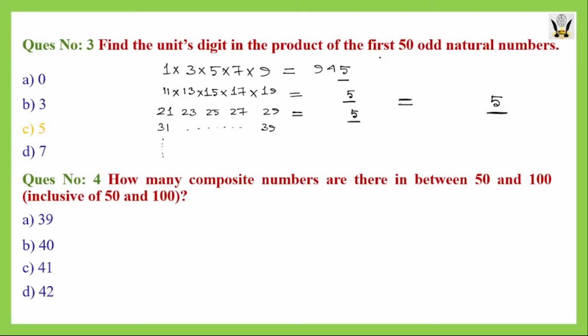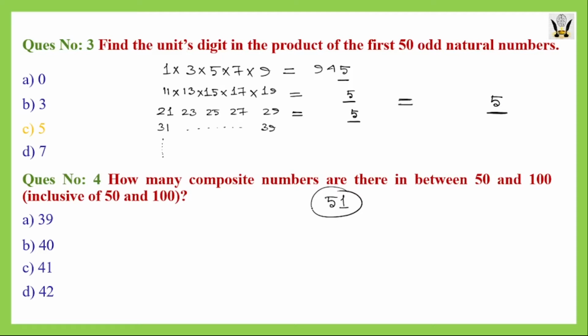Now the next question asks how many composite numbers are there between 50 and 100, inclusive of 50 and 100. So inclusive of 50 and 100 means if we count the total numbers within that range, it will be total 51. Now we need to find the total composite numbers. Composite numbers, we know, are numbers which have at least 3 factors. So between 50 and 100, all the even numbers will be at least divisible by 2. So the third factor will be 2, and it could be divisible by other numbers also. But at least all the even numbers are composite numbers.